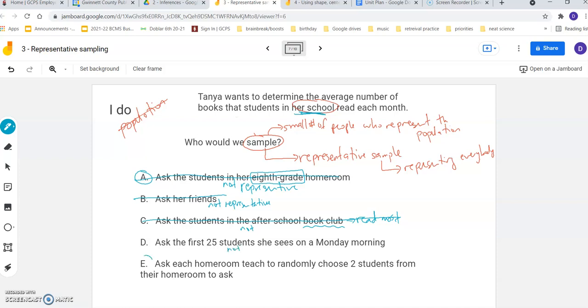So E would be a great one. E is probably the most representative sample here of our choice. Ask every homeroom teacher to randomly choose 2 students from their homeroom. So then you're getting 2 kids from every homeroom. And there's a good chance that just doing that randomly, you'll get a good idea of the whole population from there. So that is finally a representative sample, where the rest were just samples.